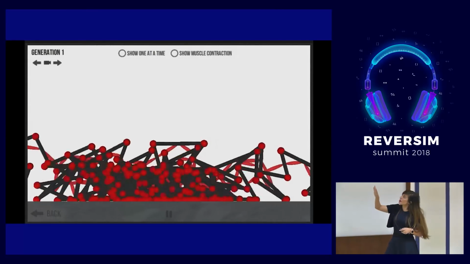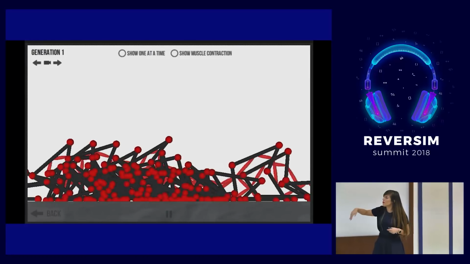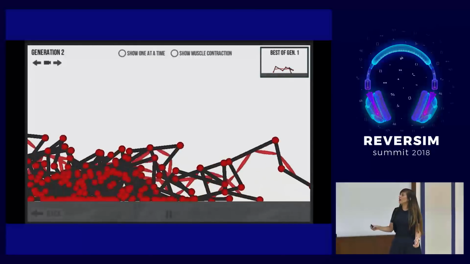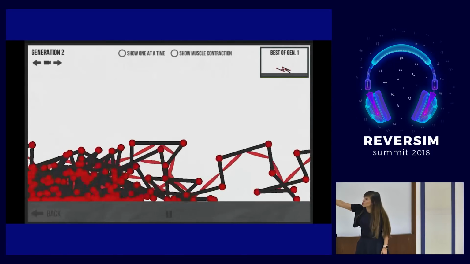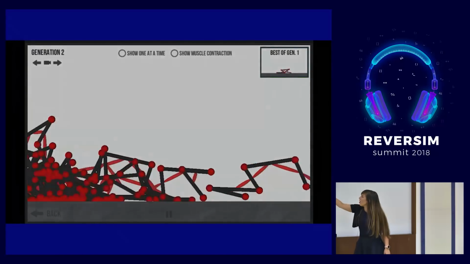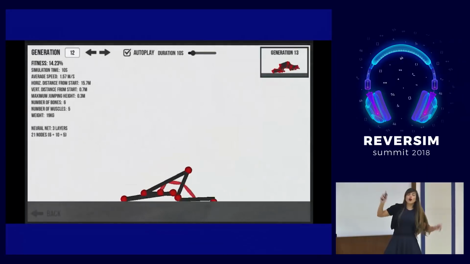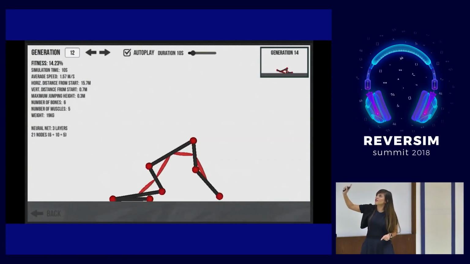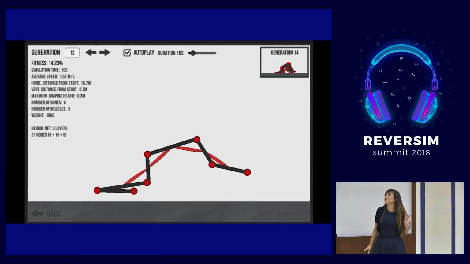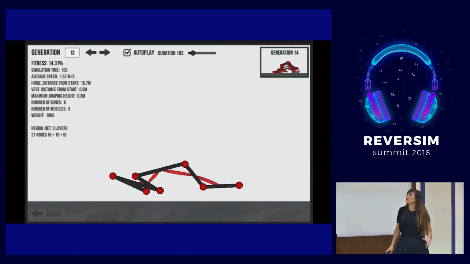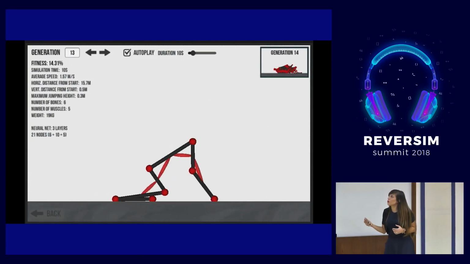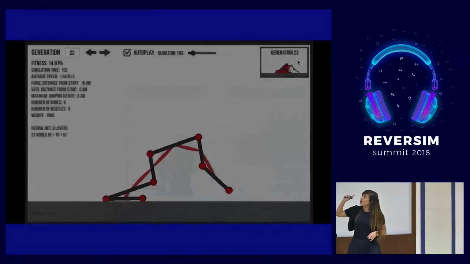All of them together try to jump and jump as well as possible. Now over here we can see each solution trying to make its way all the way. And for those of you in the back who can't see, this is generation number 12 and the fitness is 14%.